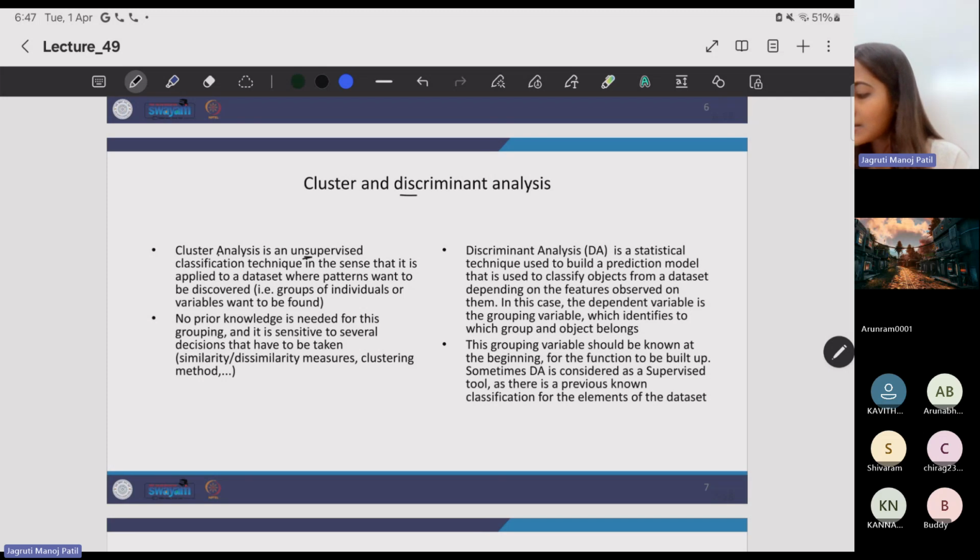Another one is discriminant analysis, where you give some prior information to your data set. You tell it which particular group it has to group along, which object belongs to which group, and accordingly it will predict. It will extrapolate on further values, and it will try to see if it's able to differentiate or not. So that's your discriminant analysis.